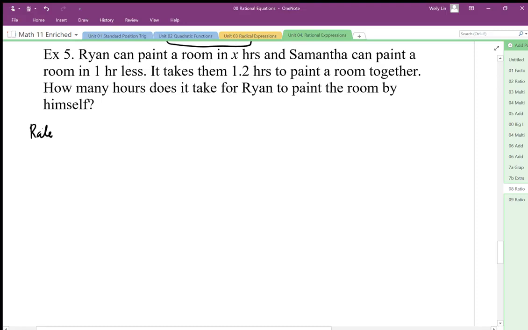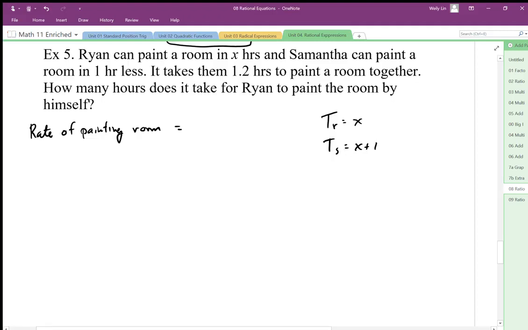So the rate of painting a room, that's what we want. Let's put some information here. The time for Ryan is x. The time for Samantha is x plus 1. Now, the time together is 1.2 hours. So we can't just say x plus 1 equals 1.2 hours. That doesn't make sense. So we want to be able to add their rates, which means we need to convert time into a rate.